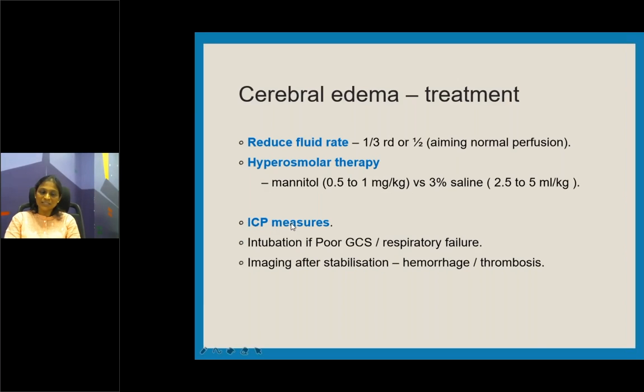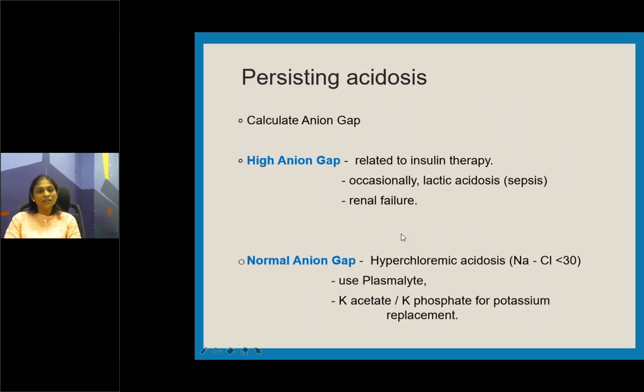We also start them on ICP measures. We keep the head end elevated, we maintain a normal temperature, maintain normal oxygen, carbon dioxide, and mean BP for cerebral perfusion pressure. We intubate these children only if the GCS is very poor or if there is a respiratory failure. After stabilizing them, we take them for imaging to find out if there is any hemorrhage or thrombosis based on focal neurological signs.